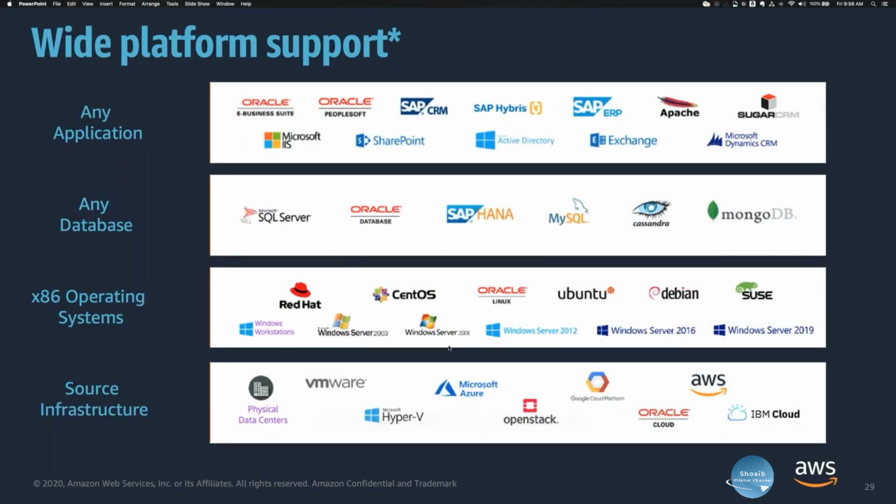Now we do have wide platform support. This is just a visual chart of some of the applications and databases that we cover. In the end, it's a block level solution. So we're not really too concerned about what the database and application are because we're not aware of them. As long as it is a Windows or Linux x86 machine, we're able to assist in protecting that within AWS.